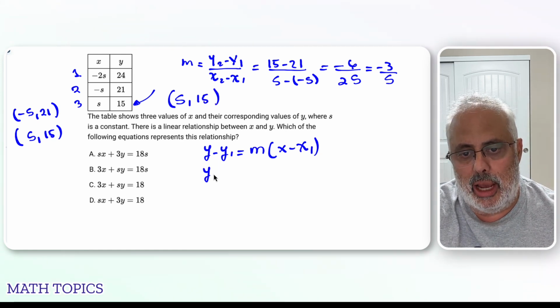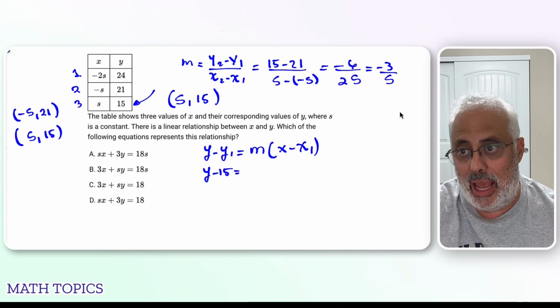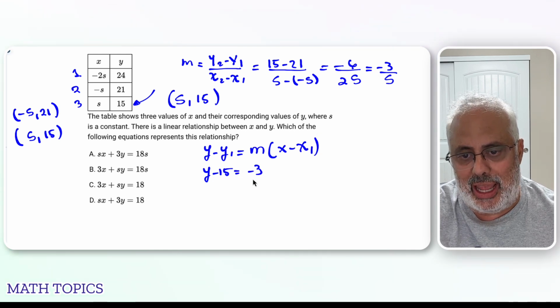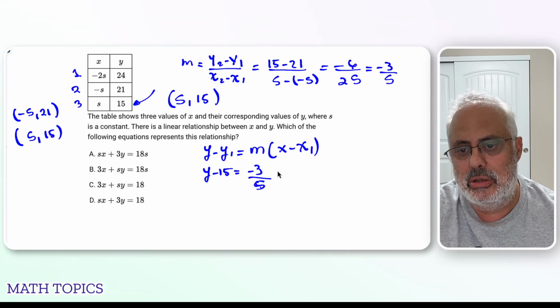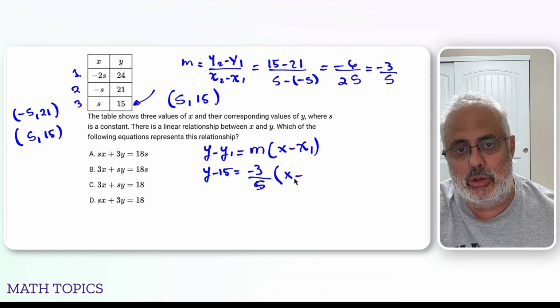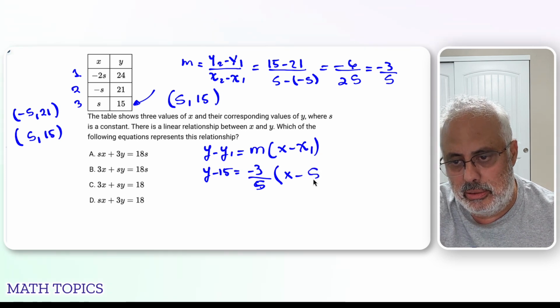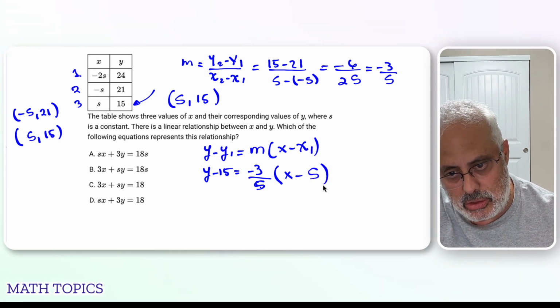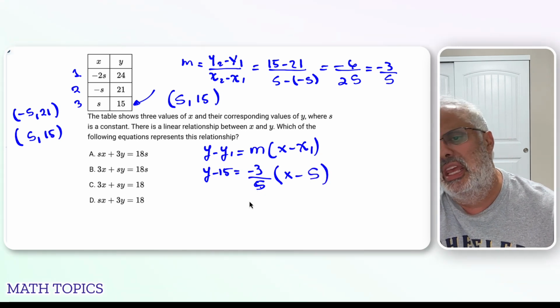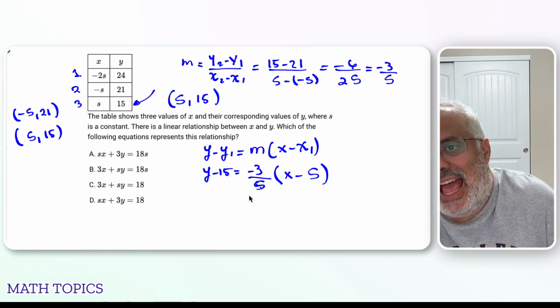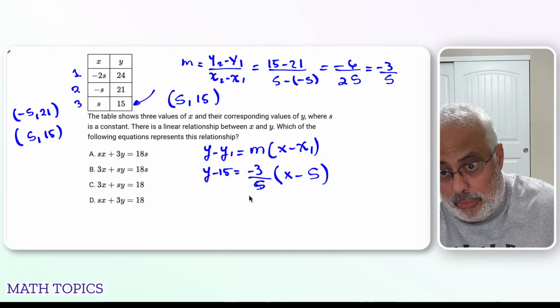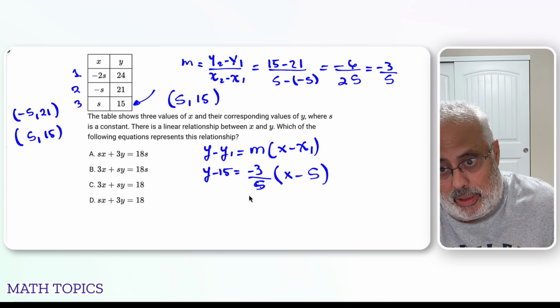So it's y minus 15 equals my slope, which is negative 3 over s. Okay, it's not a 5, it's an s. Sorry for my handwriting. x minus my x, which is an s. It's not a 5, it's an s. No problem. That's why we can play with mathematics.